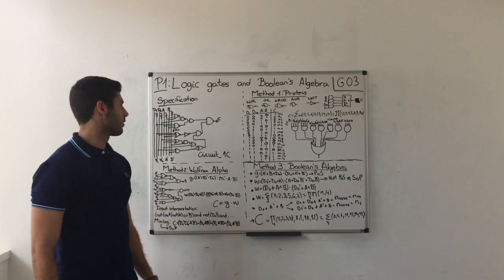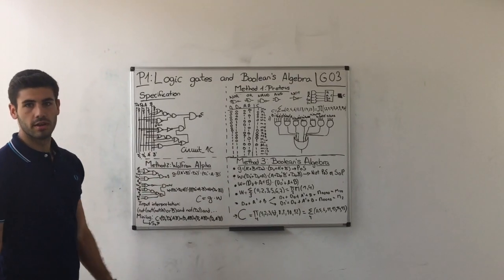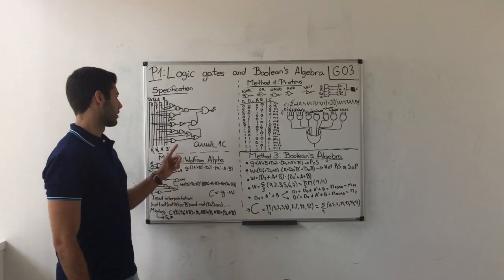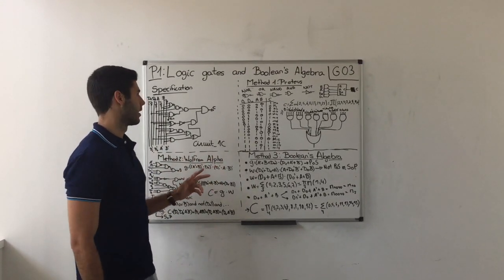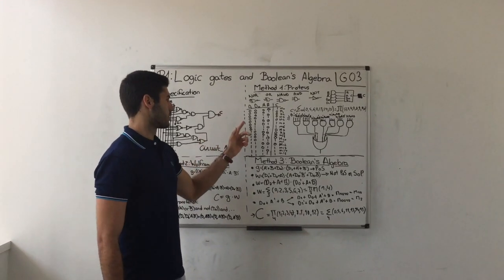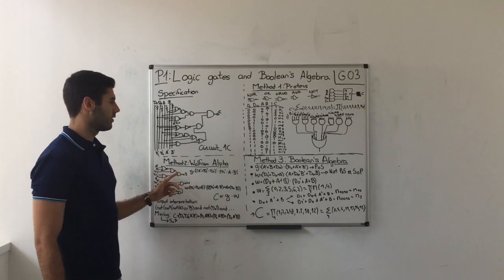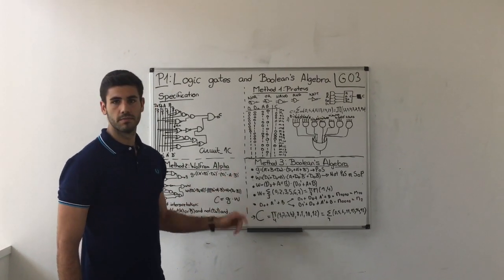Today we're going to try to solve project 1 of CSD about logic gates and Boolean algebra. In order to learn this subject, we're going to try to solve the truth table of circuit 1C following 3 different methods. The first method is going to be using the tool Proteus, the second method is using Wolfram Alpha, and the third method is applying Boolean algebra.